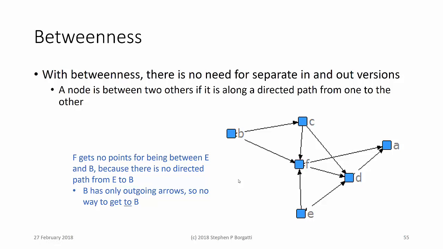So yes. There are no incoming arrows to B. So there's no path that ever goes through B. Right, so if you're going from C to B to F, that's impossible because there's no arrow from C to B. So if you only have out degree, you could never have betweenness. And if you never have in degree, you could never have betweenness either.